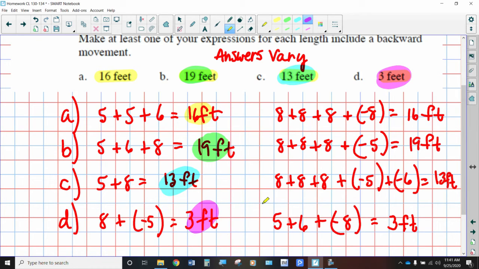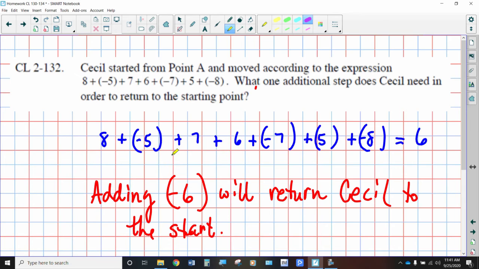Okay, so you may have some different varieties that worked. These are just some that I came up with. All right, Cecil started at point A and moved across the expression according to this. So he went 8 feet, then -5, then 7, then 6, then -7, then 5, then -8. What one additional step does he need to do in order to return to his starting point?